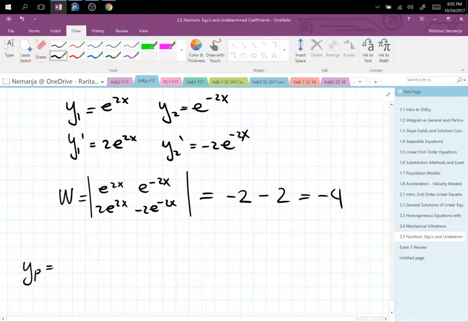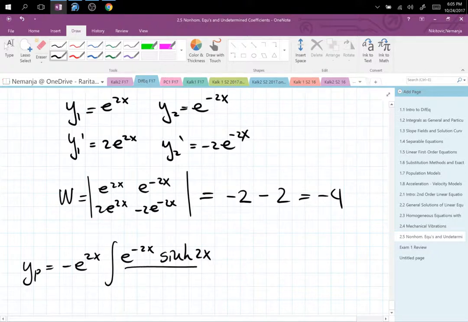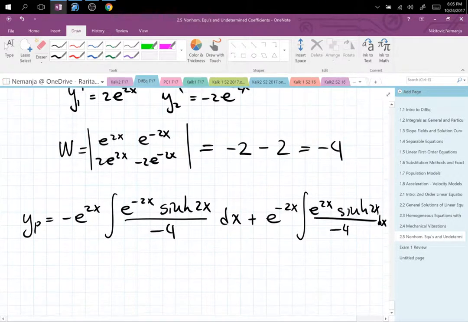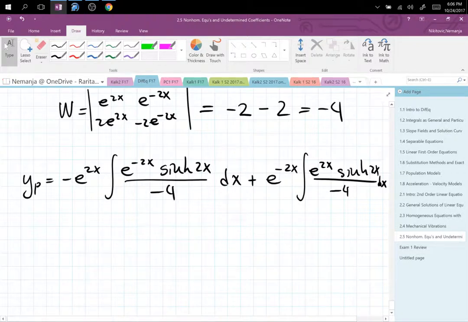Right? y_p is negative y1 times the integral of the other one, and then we have sine hyperbolic 2x divided by negative 4 dx, plus y2, e to the negative 2x, times the integral of e to the 2x sine hyperbolic 2x over negative 4 dx. And all we need to do is to integrate this and we're done.